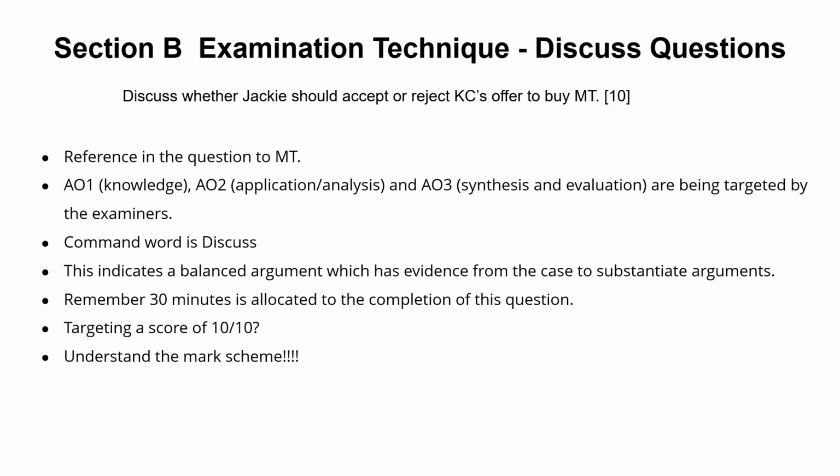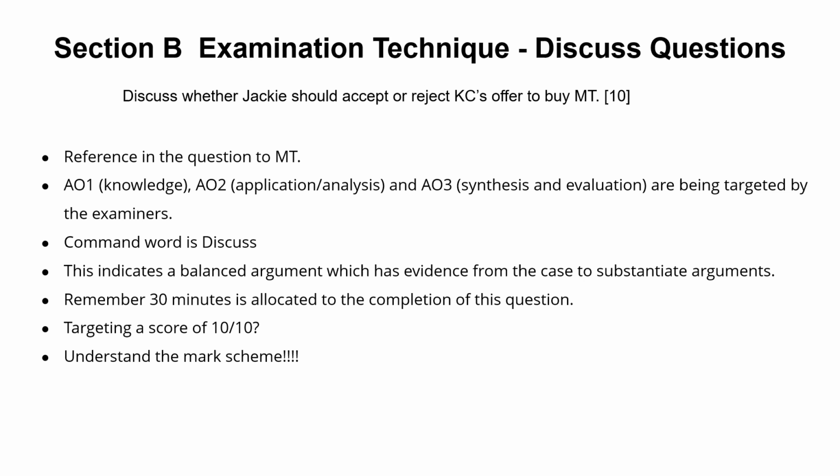Now, section B is a different matter. It uses the command word discuss: should KC accept or reject the offer to buy MT. So you've got reference to MT, but here you're looking at AO1, 2, and 3. Discuss requires a balanced argument plus a judgment. Hence, it's only 10 marks, but you have in effect 30 minutes to complete the section.